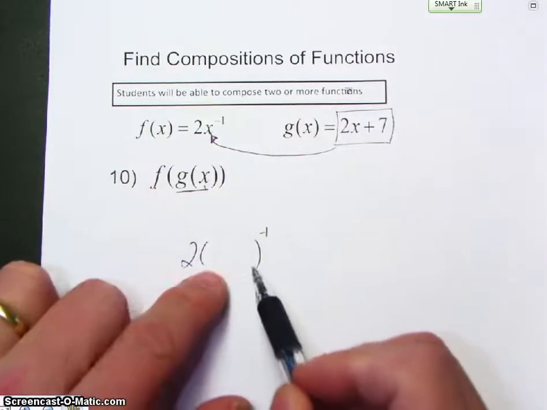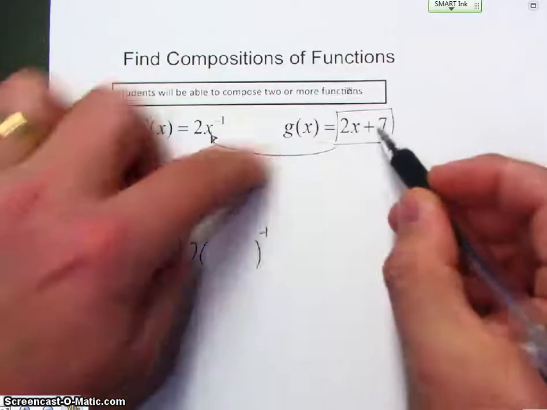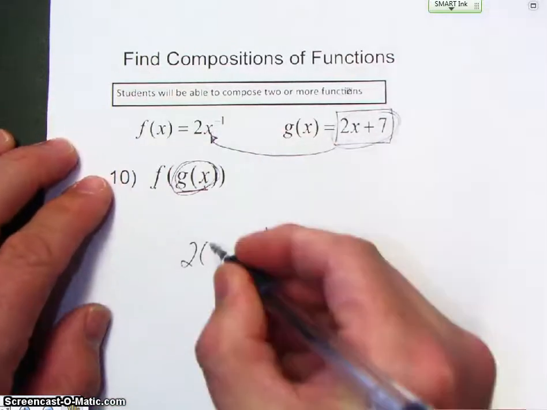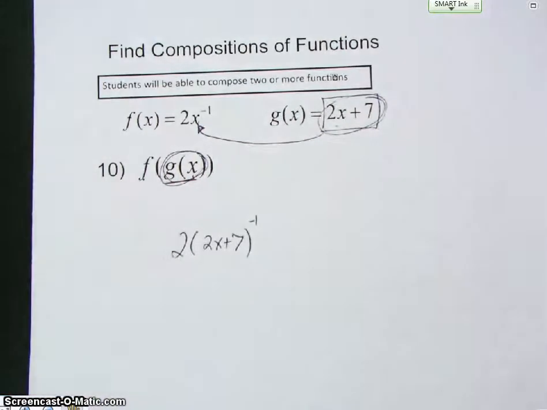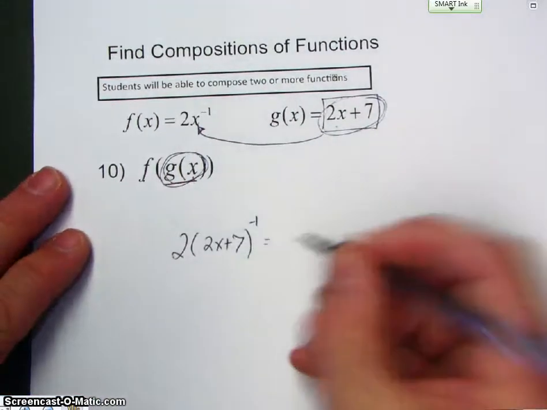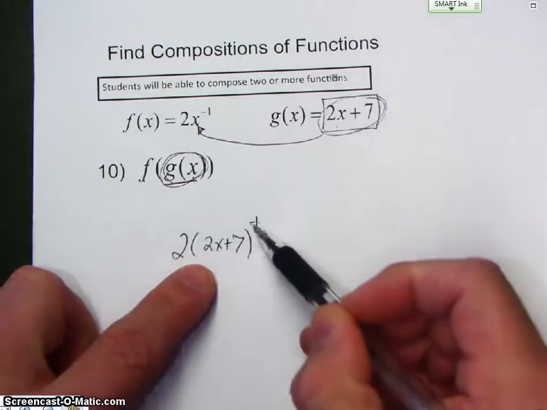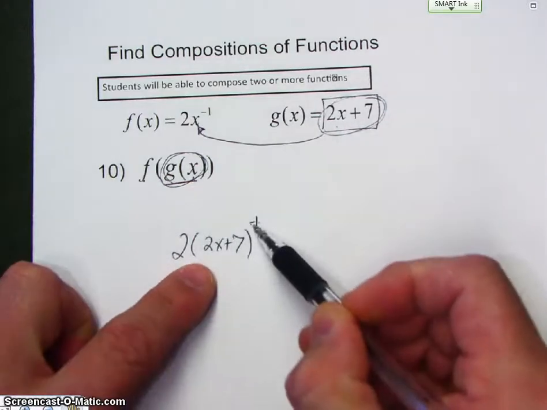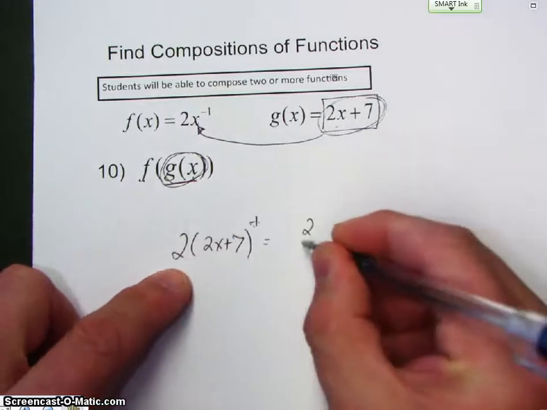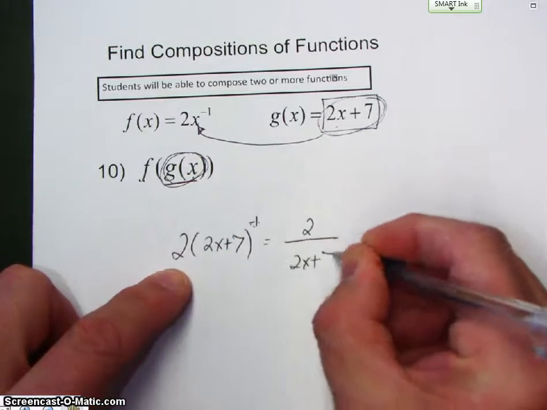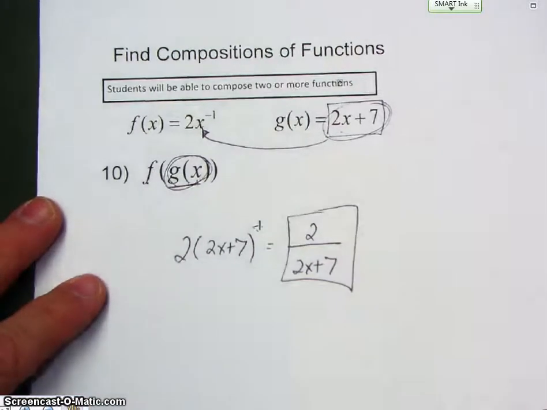Now what goes into the parentheses? It's what's on the inside here, g of x. So all this, 2x plus 7, will go right here. And all you do now is simplify it. All right? Well, this is to the -1, so that means all the stuff in the parentheses, you've got to take the reciprocal of it. So in other words, it goes to the denominator. This 2 stays. And that's it. Nothing simplifies. So you are done.